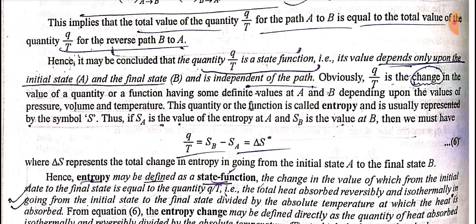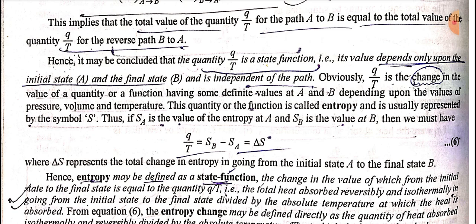Hence, it may be concluded that the quantity dq/T is a state function. Its value depends only upon the initial state A and final state B and is independent of the path. Obviously, dq/T is the change in the value of a quantity or a function having some definite values at A and B depending upon the values of pressure, volume, and temperature. This quantity or the function is called entropy and is usually represented by symbol S. Thus, if SA is the value of entropy at A and SB is the value at B, then we must have integration dq/T is equal to SB minus SA is equal to delta S, where delta S represents the total change in entropy in going from initial state A to final state B.